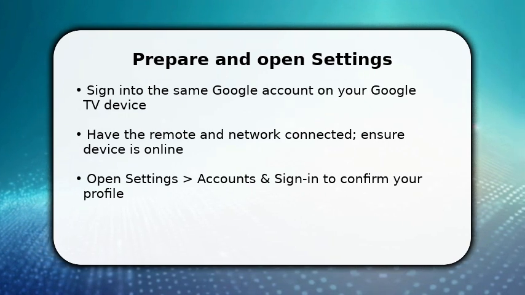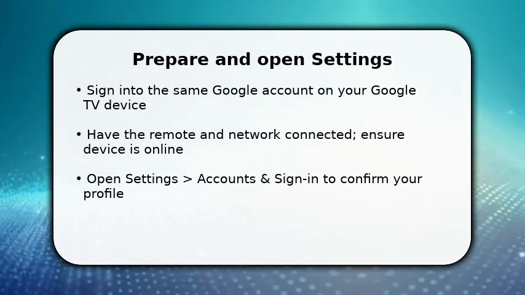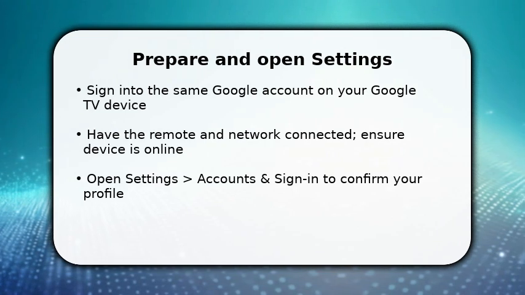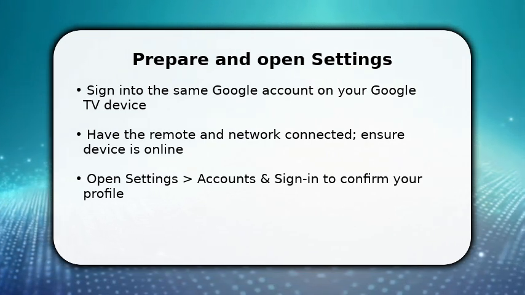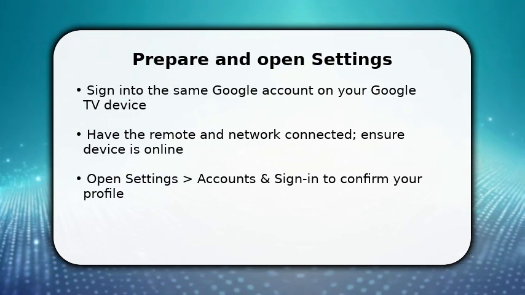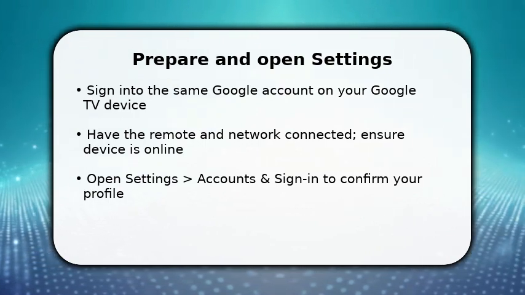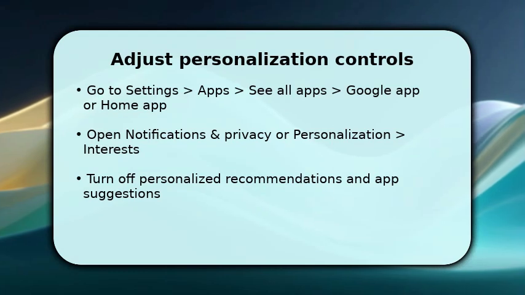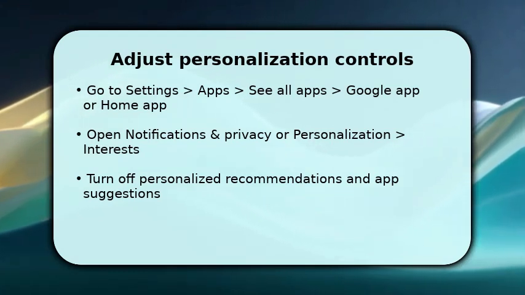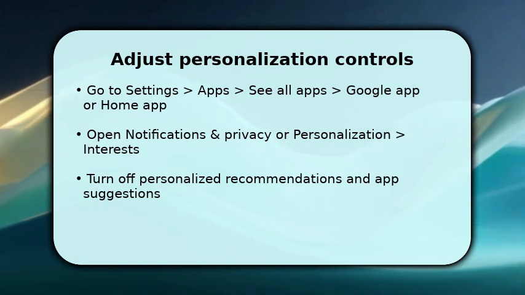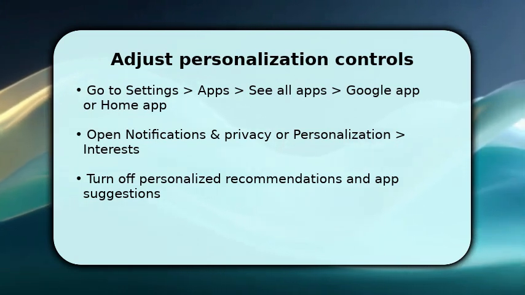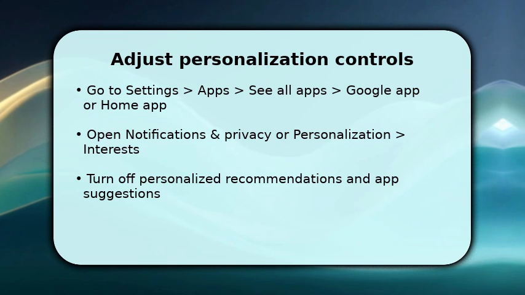After confirming account and connection, move directly to personalization controls to stop the recommendation feed from updating as you work. Now you'll disable the core recommendation engines. Navigate to Settings, then Apps, find the Google or Home app, and open its Notifications and Privacy or Personalization section. You'll see Interests and Recommendations toggles.